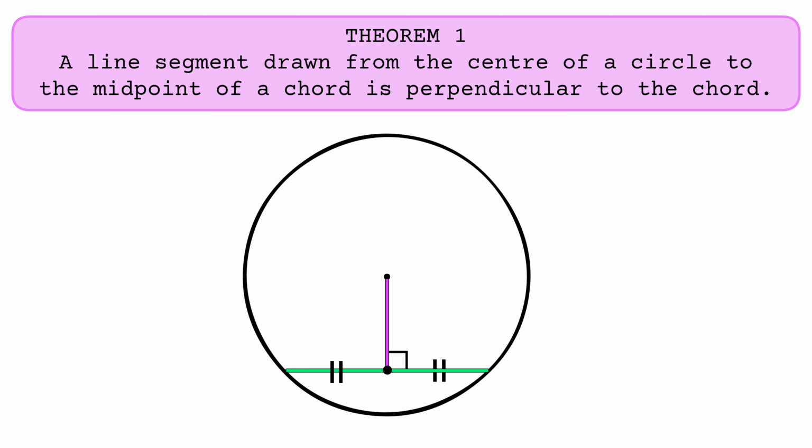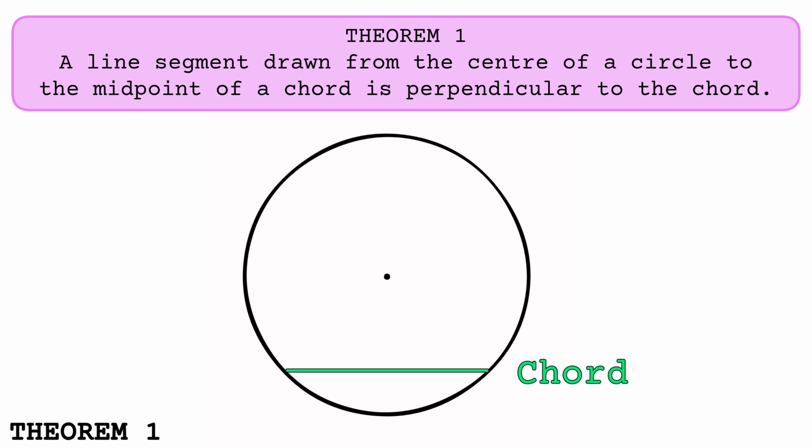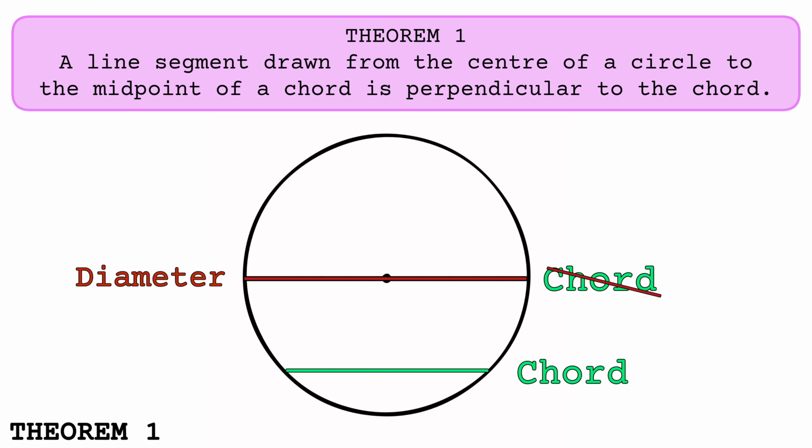is perpendicular to the chord. A chord is a line segment that has its two ends on the circumference of the circle. You have to note that a chord does not pass through the center of the circle. If it passes through the center of the circle, then it is not a chord, but it is a diameter.